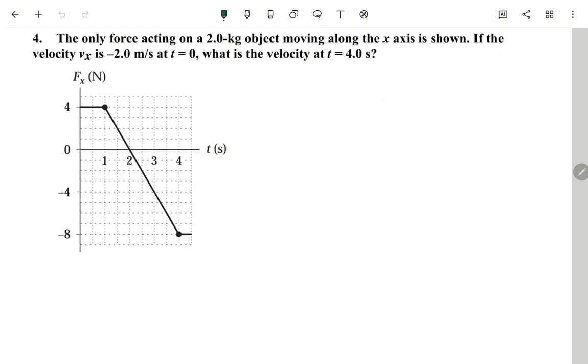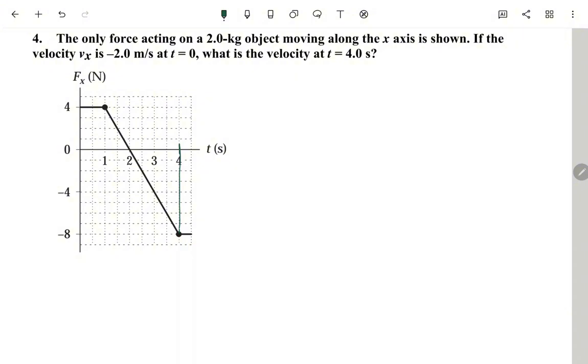The only force acting on a 2 kilogram object moving along the x-axis is represented right here. If the velocity Vx is equal to minus 2 meters per second at t equal to 0, what is the velocity at t equal to 4 seconds? Now we would like to find the velocity at 4 seconds. Now 4 seconds has to be somewhere this one here.